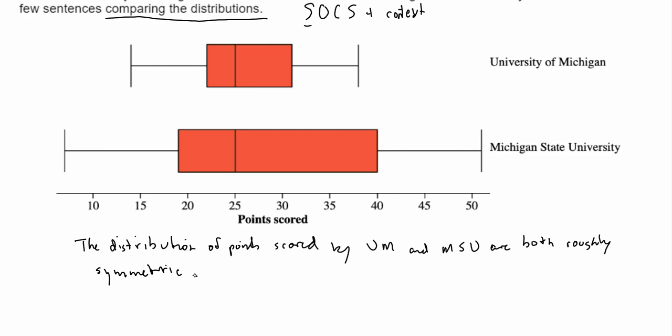Next thing is look at outliers. We can say neither distribution appears to contain any outliers. And that appears to be true, right? It doesn't appear to be any outliers.